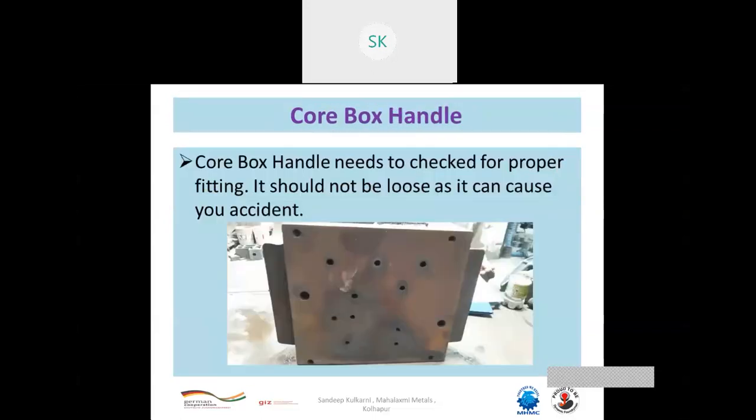Next important thing is the core box handle. The core box handle needs to be checked before you take the core box for production. It is also a safety issue, because if the handle is loose and during handling the handle gets out from the nut bolting or something like that, then there is a chance of an accident also. So it is a safety precaution as well. So you have to check your handle properly. In case of automation, you have to see that the core box halves are properly mounted on the walls of the core boxes, and they are matching each other very well. So all these things have to be taken care of during the core box inspection.